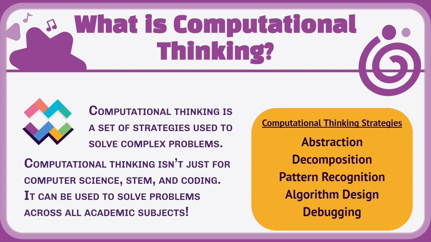Essentially, it's a set of 5 strategies that can be used to solve complex problems. These strategies are abstraction, decomposition, pattern recognition, algorithm design, and debugging. While computational thinking is primarily used to solve problems in computer science, these problem solving strategies have applications across all academic subjects and can provide students with a way to generalize how they approach solving problems. Let's explain each aspect of computational thinking in detail.